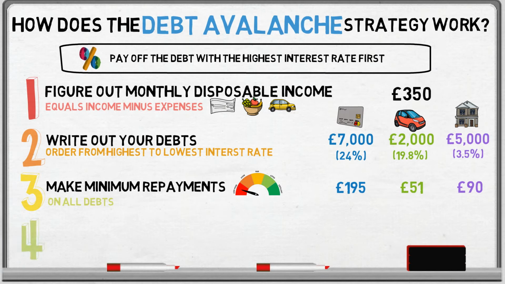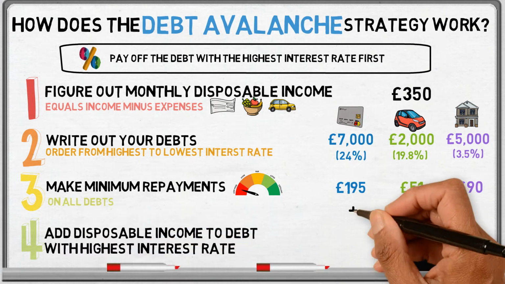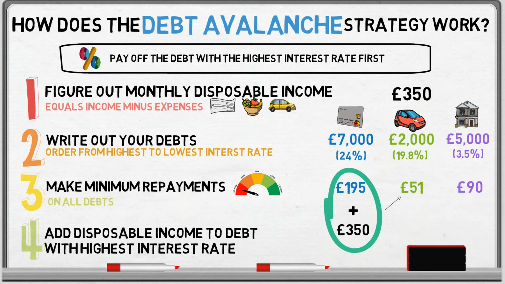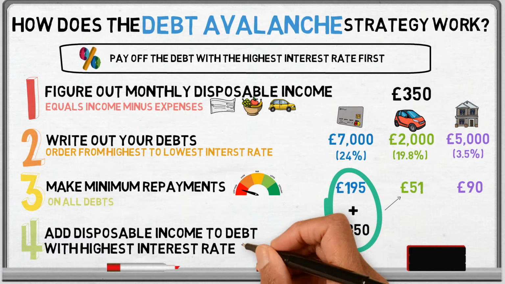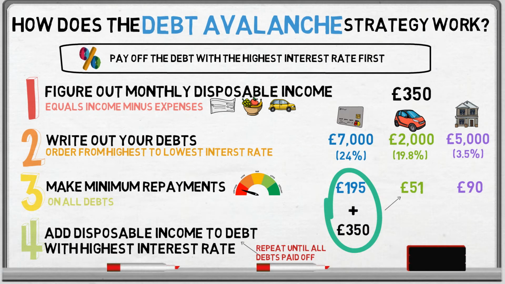And lastly, step 4. Each month, add your disposable income to the monthly repayment of the debt with the highest interest rate. Once the first debt is paid off, use the monthly repayment, in this case £195, and your disposable income, so £350, towards paying off the next debt with the highest interest rate, which is now the car loan, and repeat this process until all debts are paid off. Remember, the more money you can throw at the debt, the quicker you can pay it off. So use extra tips, commissions, or bonuses, or even presents to help accelerate your debt payoff.